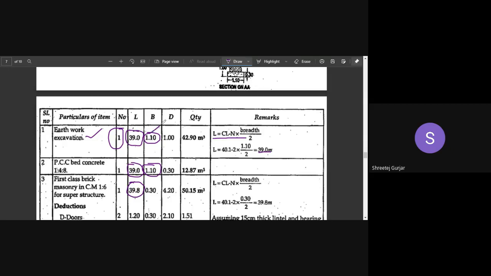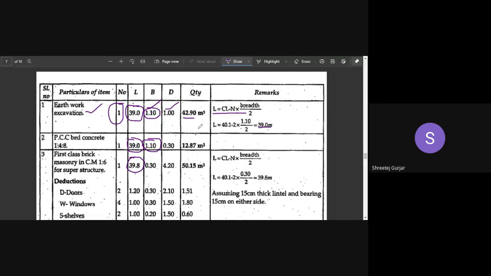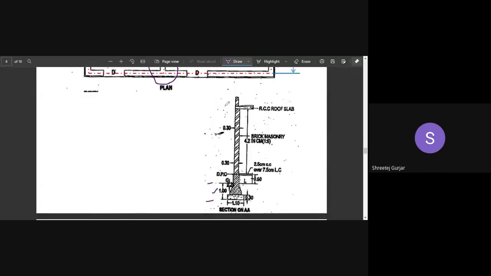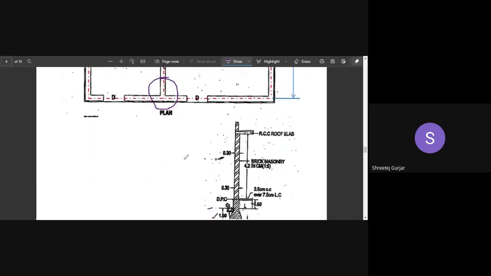And the width is 1.1. And the depth of excavation from ground level to my foundation level is 1 meter. They have given it in the section. So multiplying length, breadth, depth and number, we get the quantity as 42.9 meter cube. Very easy, right? I told you that the centerline method is very easy when the section is the same throughout your plan, as it is in this problem. So it will be very easy.